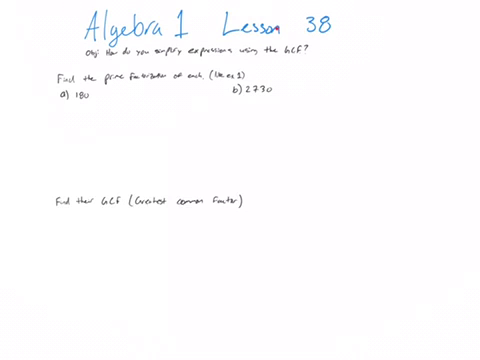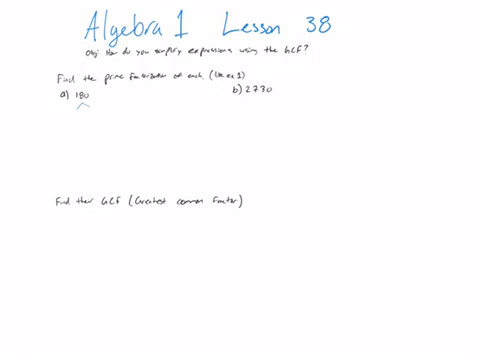This is lesson 38. Our objective is how do you simplify expressions using the greatest common factor, or GCF. Before we get into that in-depth, let's just remember how to find prime factorization of numbers. There's a couple different ways that the book shows. Let's just see what we can do here. Remember, probably the easiest way for me to find prime factorization is just to do a factor tree.